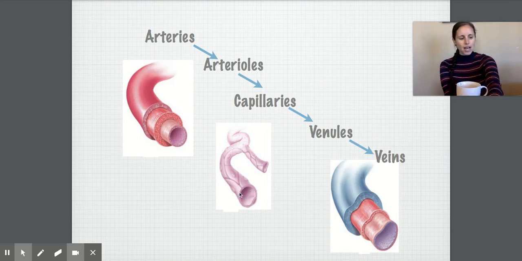So at the site of the cell, you've got your capillaries. Then here you've got your venules. Your venules are really just an intermediate step between your capillaries and your veins. Then we get to our veins.